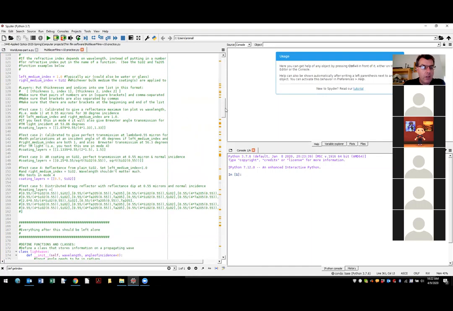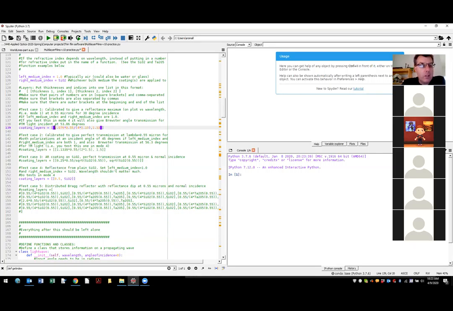So what I've given you here is a bunch of test cases, right? And we can run any of these test cases by uncommenting things. So there's the left medium index, there's the right medium index, and then there are the coating layers, right? And the coating layers is a list of lists. In Python, a list is a bunch of items inside square brackets. If I have one layer, there's a list of layers, and each layer is itself a list. Each layer is a list that has a thickness and an index, all right? And so each layer has to be in square brackets.